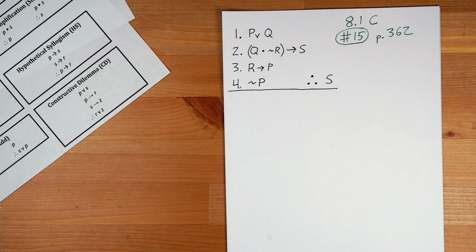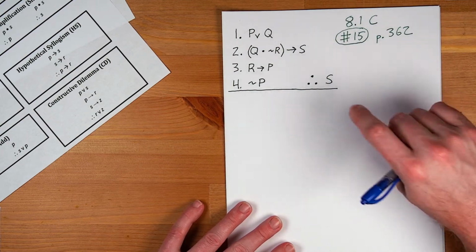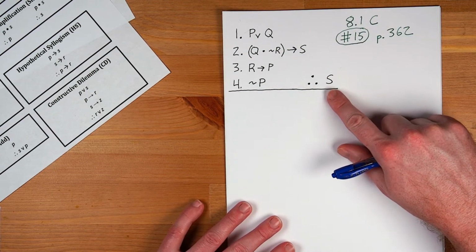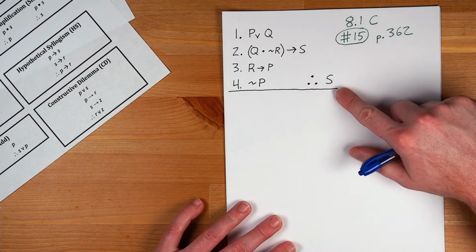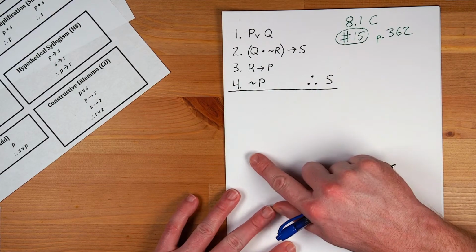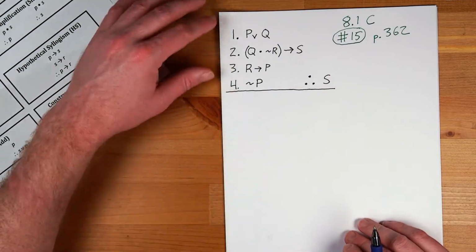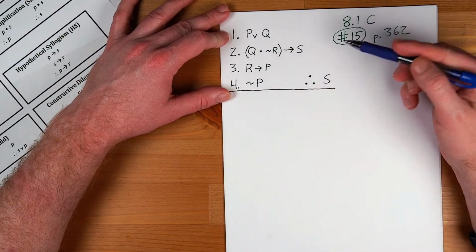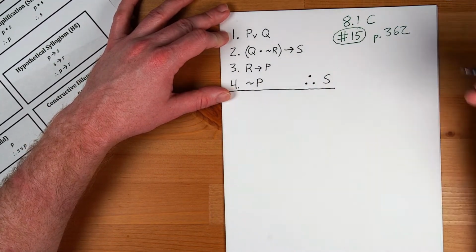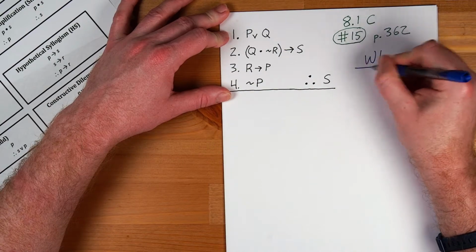Let's try this one, number 15. Just like number 14, I think, yeah, we're trying to get S. S we see in one spot in 2. And so it would be great, of course, if we could have the left side of that conditional. So we can put a wish list.